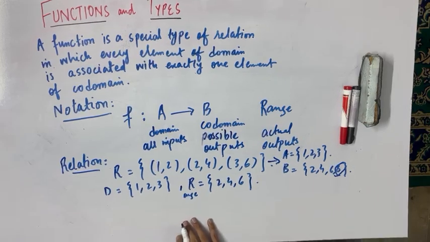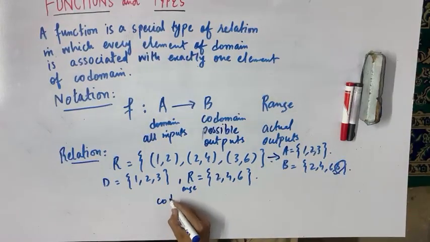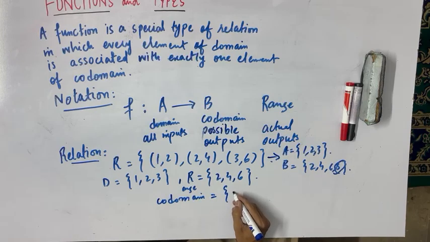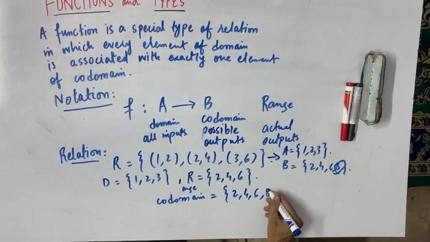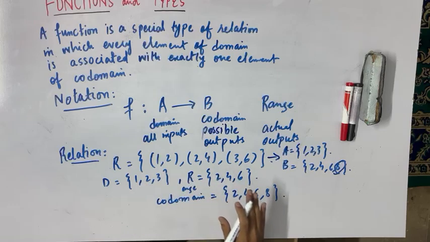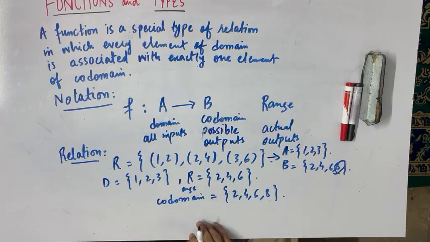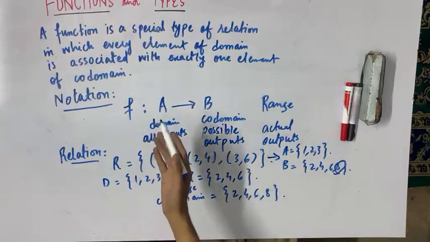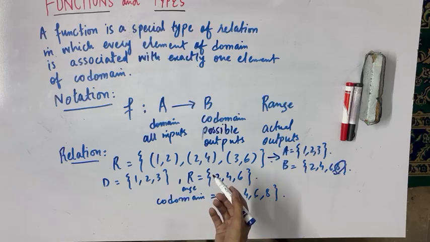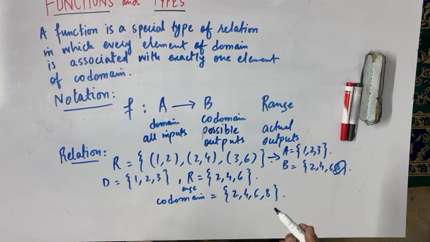So for the codomain, we will write codomain is equal to 2, 4, 6, 8. So codomain is the possible outputs, but range is actually the actual outputs, and domain is the set of all the inputs. So these are the important terminologies related to the function: what is a function, how to notate or represent it, what is meant by domain, codomain, and range. Now we will see the conditions of a function.